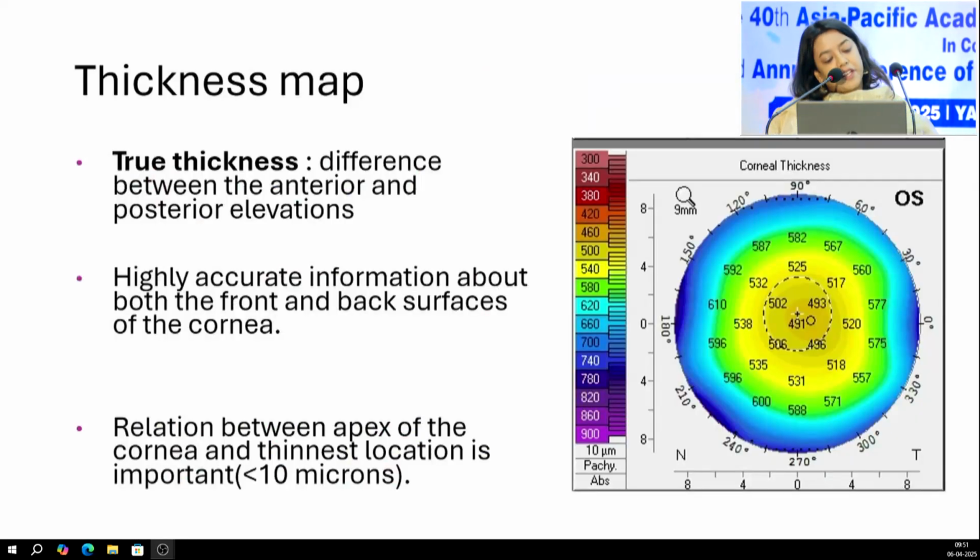Then last, and very important, is the thickness map. It tells the thickness of individual points of the cornea, and the thinnest point should be at least 470 micron to prevent any form of ectasia in the future.